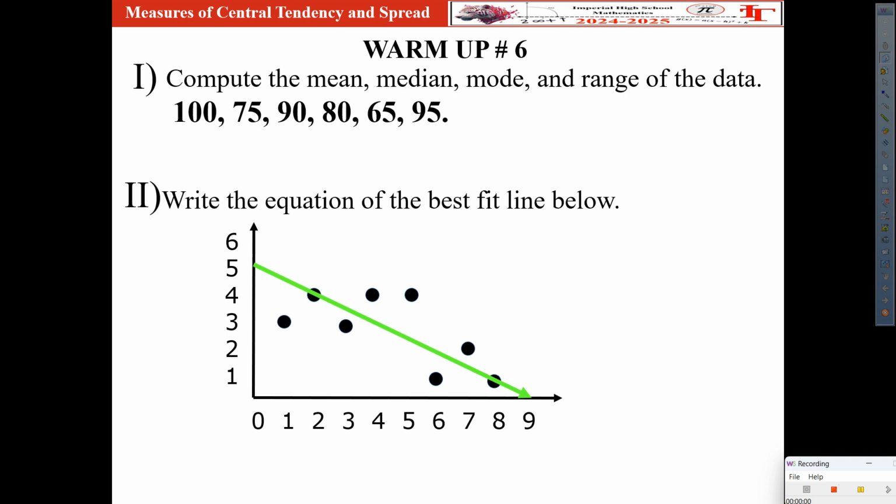Again, warm-up number 6 is what we started last week. Compute the mean, median, mode, and range of the data. They give us 100, 75, 90, 80, 65, 95. And number 2, write the equations of the best fit line below. So make sure you get that done, please. Next row.